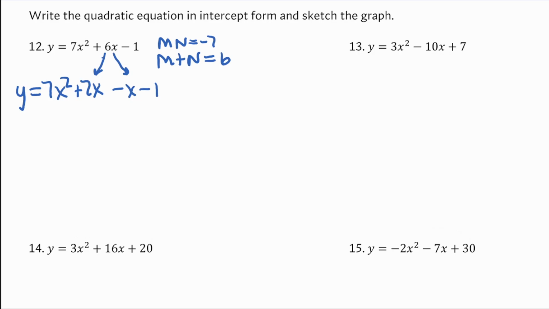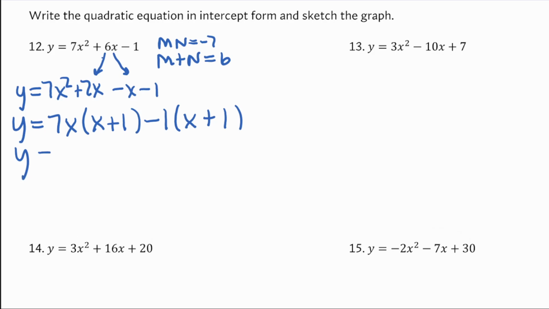Okay, now I group and factor. I take whatever I can from the first two. That would be 7x. I'd be left with an x and a 1. And then the only thing that the negative x and the negative 1 have in common is the negative, so I might factor out a negative 1. And I'd be left with another x plus 1, right? Because I multiply negative 1 by x to get negative x, and I multiply negative 1 by positive 1 to get negative 1. And then I'm going to factor out the x plus 1. So it would be x plus 1 times 7x minus 1. All right, and that's in intercept form.